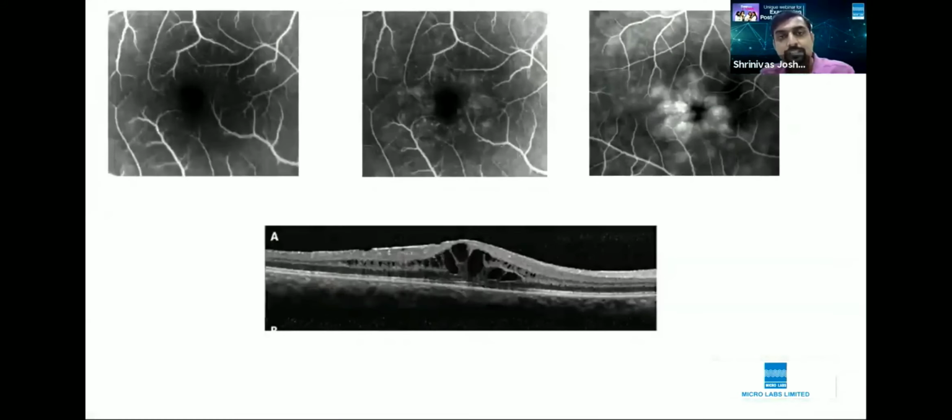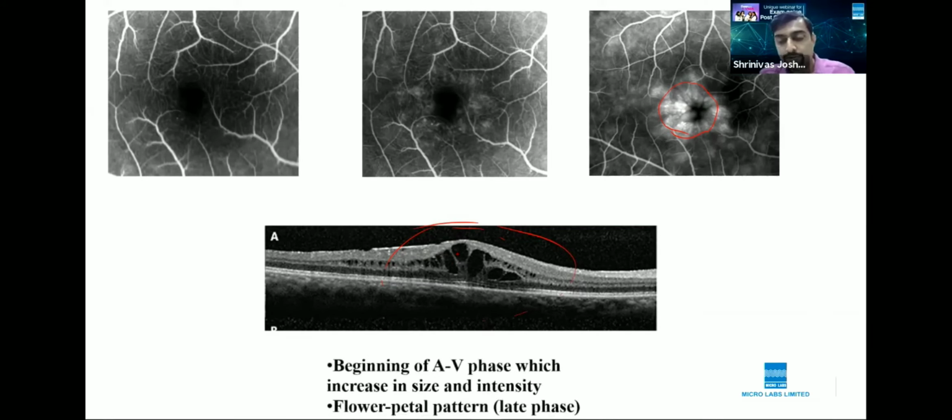Now coming to this, see here, I have kept you the sequential frames. So this is how it is better to predict. See here, early frames, middle frames, and the late frames. In the late frames, you can definitely see the leakage around here. And this leakage is falling in the flower petal appearance. The OCT is also given as a clue here, where you can see the cystoid spaces in the outer nuclear layer. So this is very much a case of cystoid macular edema, probably post Irvine-Gass or post cataract surgery.